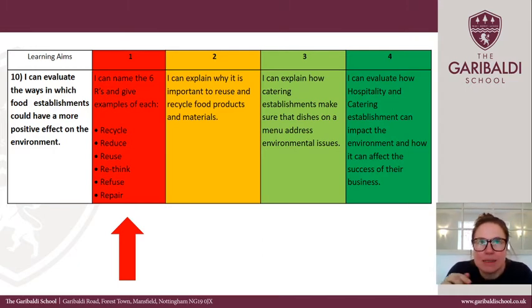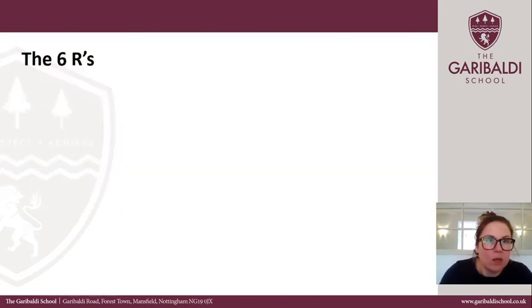We're just looking at the 6 R's. This is something you might very well have covered in other DT lessons, and the information is very transferable. You just need to think about it from a hospitality or a food point of view. I'm going to quickly whiz through them, and then we've got a task at the end.